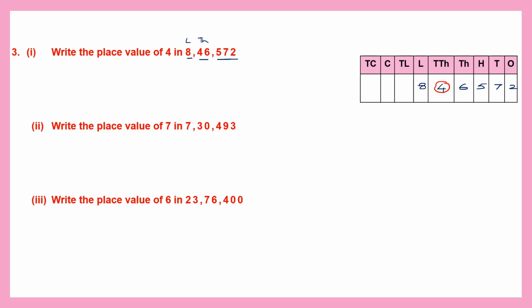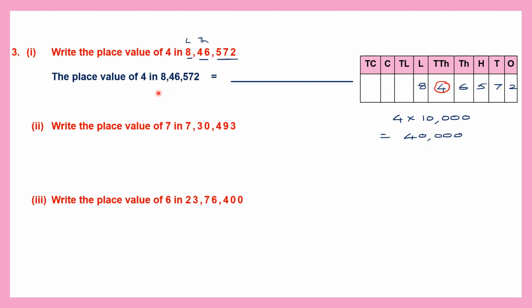So here as you can see 4 is in the 10,000s place. So that is 4 into 10,000. And how much is 4 into 10,000? It is 40,000. So the place value of 4 in this number is 40,000. So let's write that the place value of 4 in this number is 40,000. So this is our answer to this question.